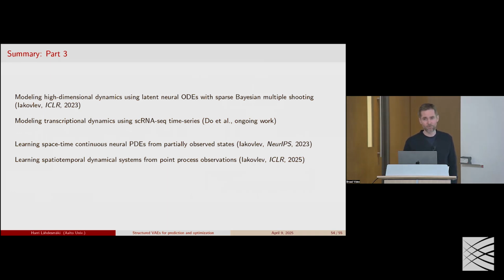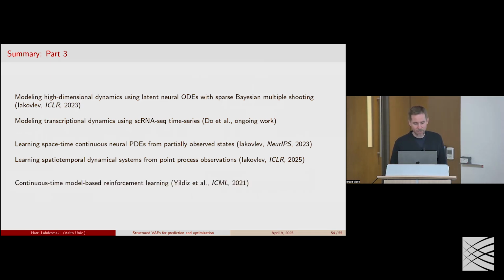It would be really cool to try these on spatial transcriptomics if you have temporal data from those kinds of systems. And then ultimately we would be interested in controlling these systems. But this is something that we haven't really had time or success with so far. This is the only application that we have been able to put together so far.